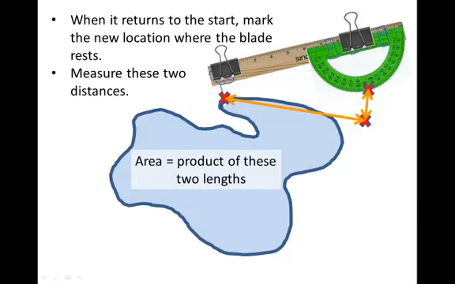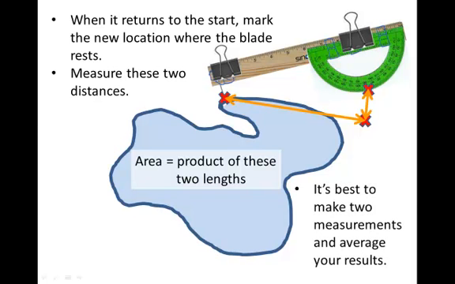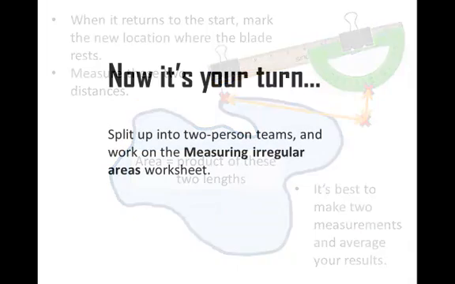With a good, heavy hatchet planimeter, this is usually a pretty accurate approximation. With a handmade one like ours, you can have a lot of user error. So my suggestion is it's best to make two measurements from two different starting points, and then average your results together. So now it's your turn.